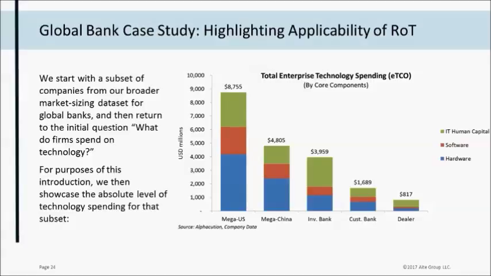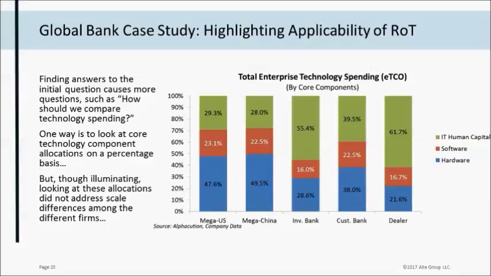While illuminating to look at a slide like this where we've selected a sample of 5 companies from the broader sample of 58, what do you spend on technology? This answers that question. But then it begs more questions, which is that we can't really compare in this way. And we may want to try and compare in terms of the percentage of the allocation. But even then, we're not addressing the scale differences. This is incrementally illuminating, but not as far as we could really go. And so the statement here: though illuminating, looking at these allocations did not address the scale differences among the different firms.